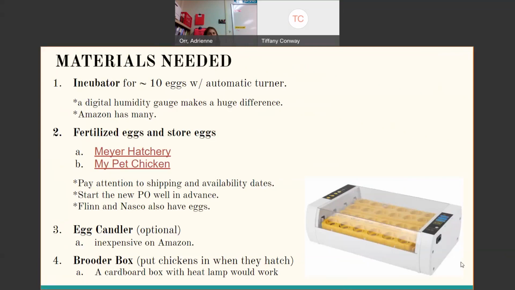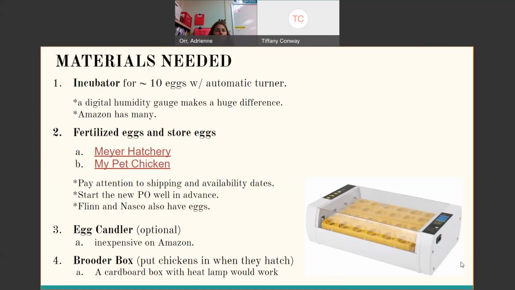So the first thing you need, obviously, is your incubator. You'll want to get one for the size of however many eggs you're going to have. We would definitely recommend one with an automatic turner. Some of them don't come with that, so you can buy the turner separately. If you have one of those old styrofoam incubators, you can buy a turner to go in there, but you do have to rotate the eggs.